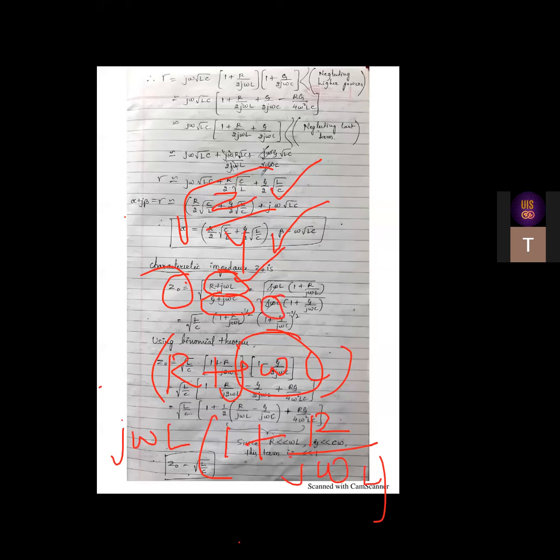Similar to the earlier derivation, here also what we will do, in the second term, the imaginary term, R plus J omega L, in this bracket we will take J omega L common. You'll be left with 1 plus R by J omega L. Similarly, in the second bracket, if you take J omega C common, you'll be left with 1 plus G by J omega C. Earlier, these two brackets were multiplication, here they will be division.